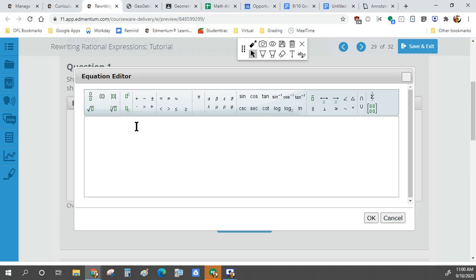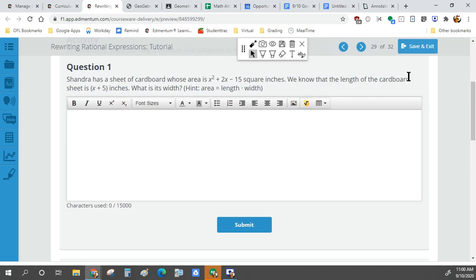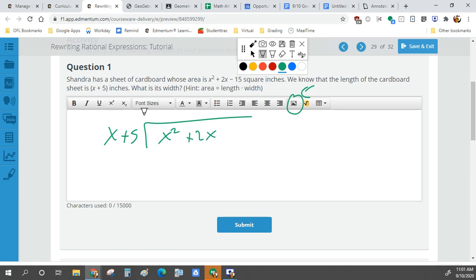I'm trying to think on how to do this. I'm going to have to handwrite my work, and you guys might have to take a picture, because for this one you basically have to show a picture to show your work. So if I'm doing this x plus 5 and I'm dividing it into this, how do I get x squared?